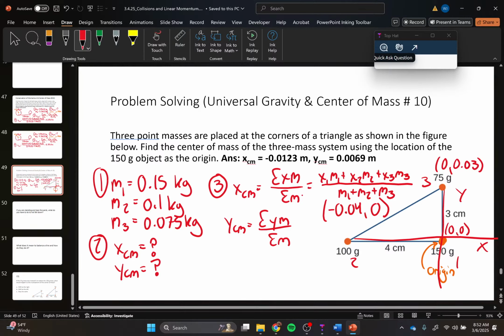And the reason is this. If I just look at your board, the reason all of this works is that the units all cancel out.